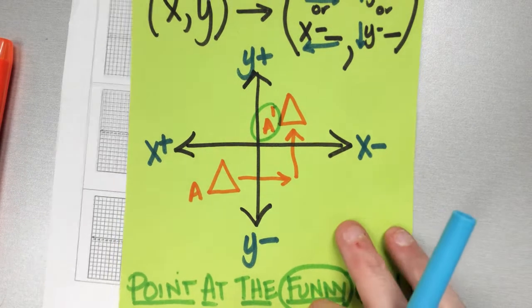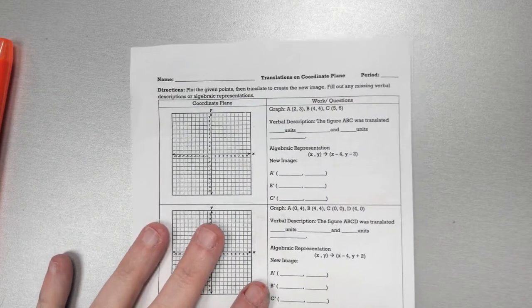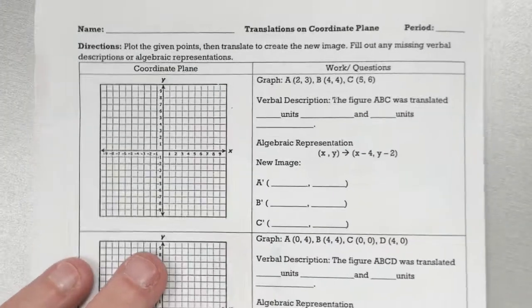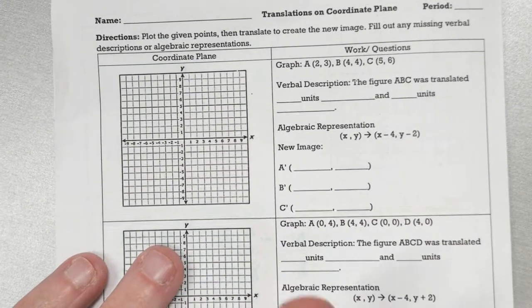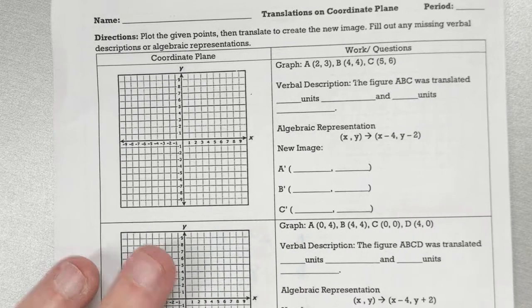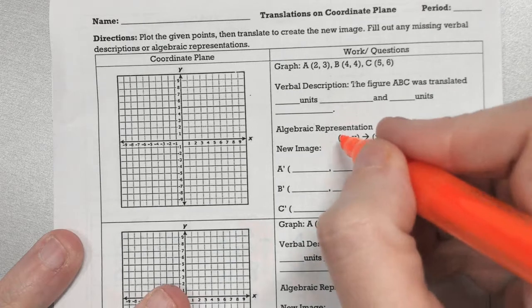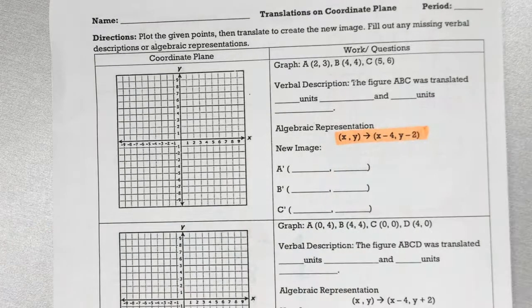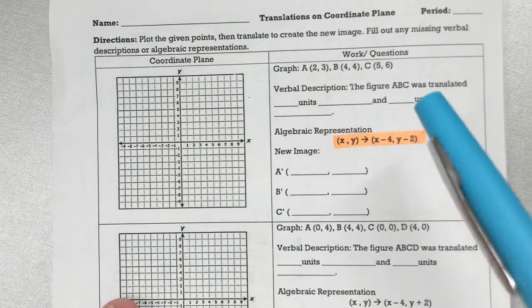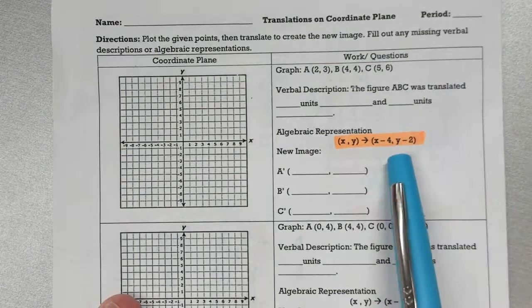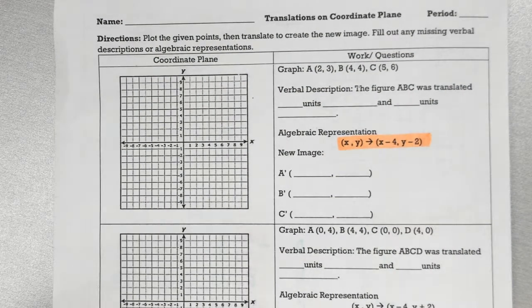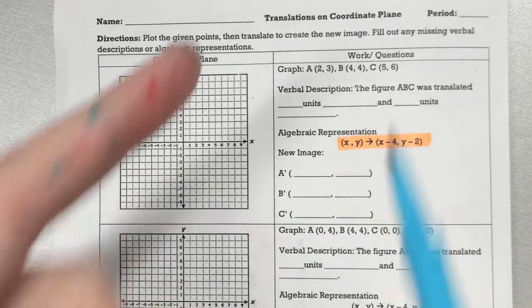Okay, so let's talk about mathematically what all this means. We have this worksheet, the same worksheet I've been doing over and over again. It says the figure was translated some number of units blank and some number of units blank. And they give me this rule right here. Even if I didn't know that it was translated, when I look at this rule, I see adding and subtracting. So that tells me that I'm shifting this thing. I'm going left or right, and then I'm going up or down.